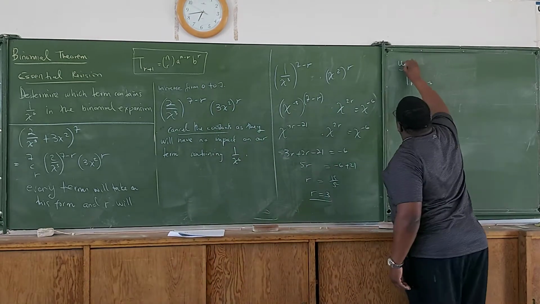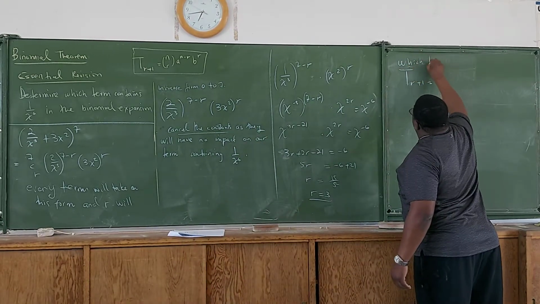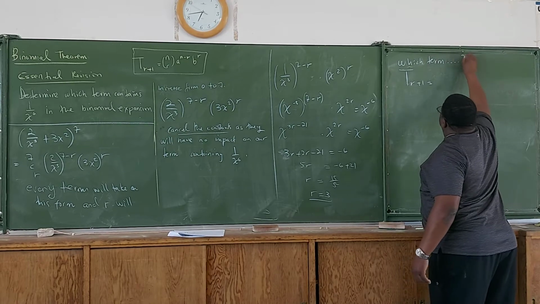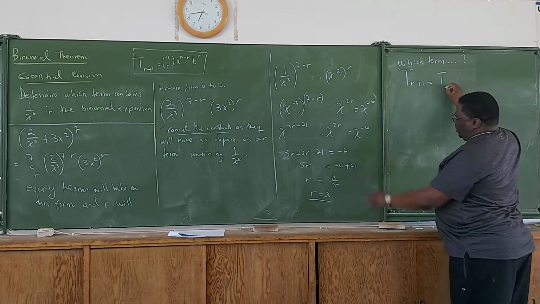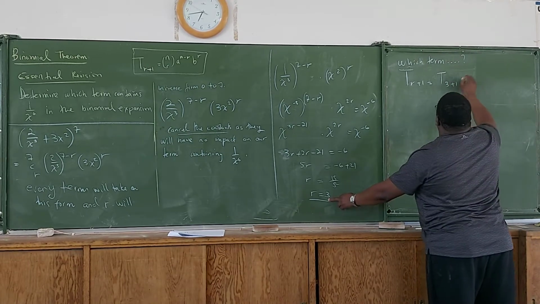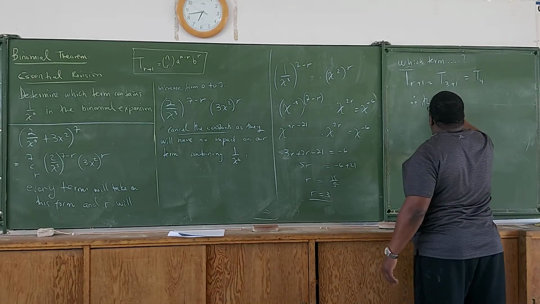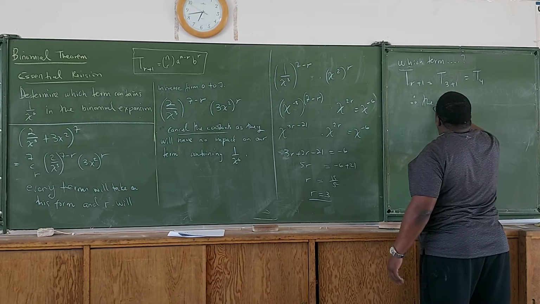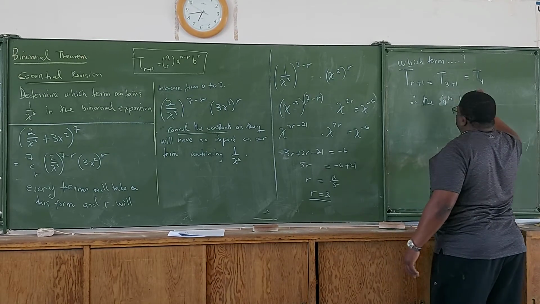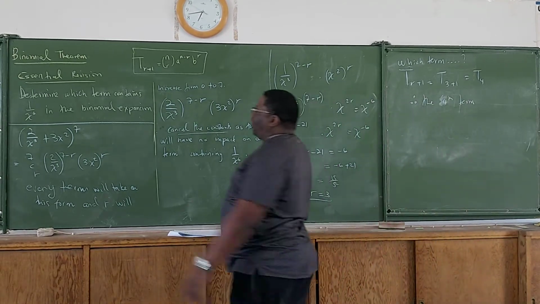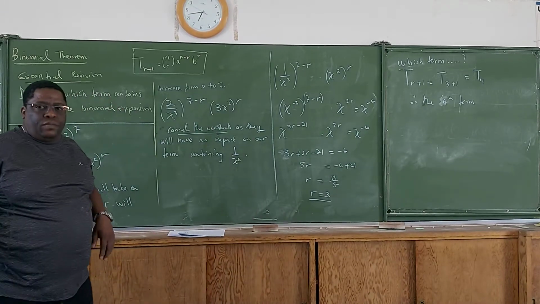Now, you can answer the question, which term? So that's going to be T, which is 3 plus 1, which is therefore the fourth. Maybe you can write it like that. The fourth term will contain this term.